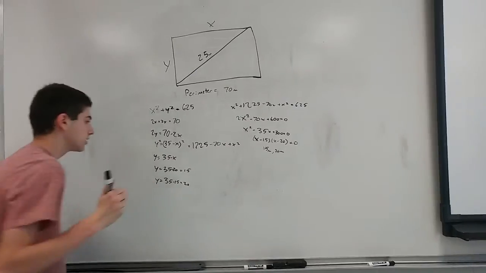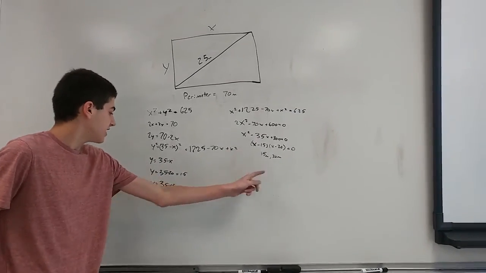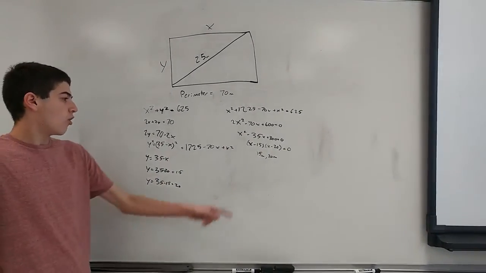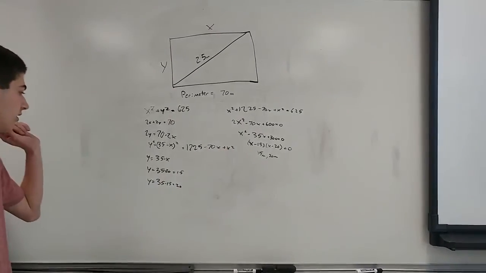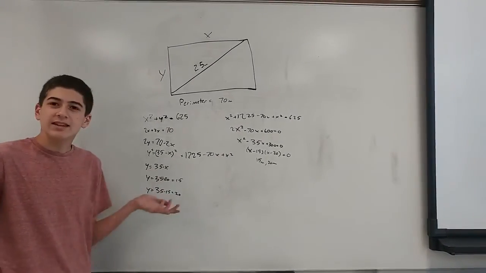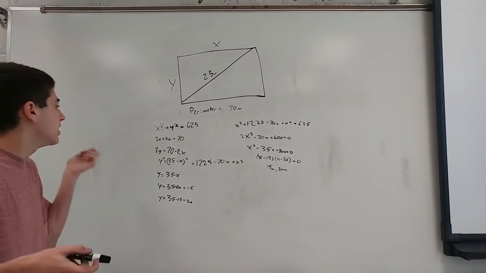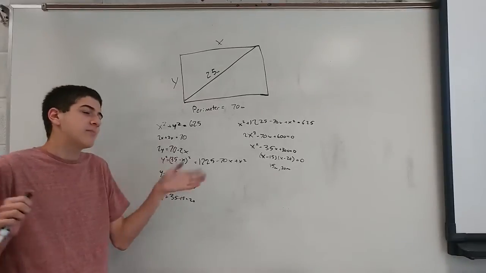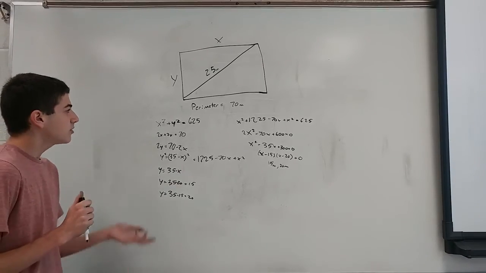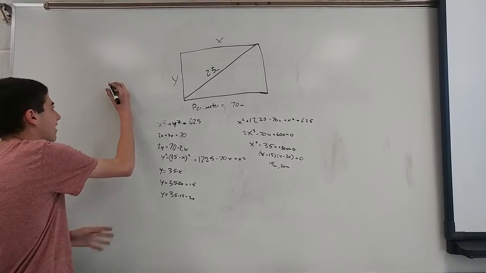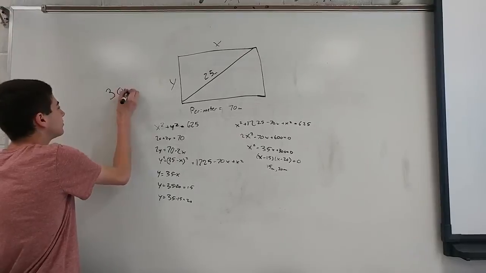So x could either equal 15 with a y value of 20, or it could equal 20 with a y value of 15. So the side lengths are either 15 and 20, or 20 and 15, which both multiply out to the same area, 20 meters by 15 meters, giving an area of 300 square meters.